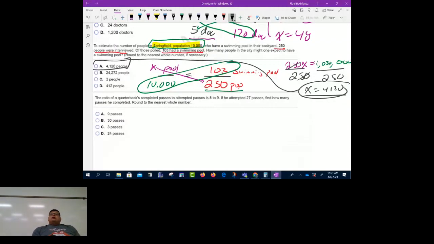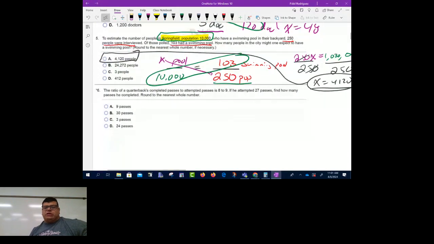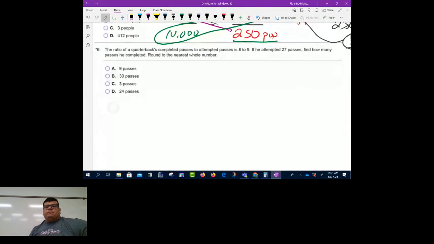Okay. Y'all, the hardest part in this problem is trying to figure out how to set it up. But the one thing you know, you're going to have one fraction equals another. Okay? Always like that, y'all. One fraction equals another.